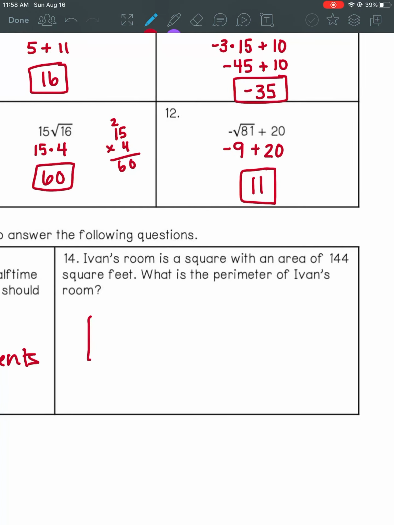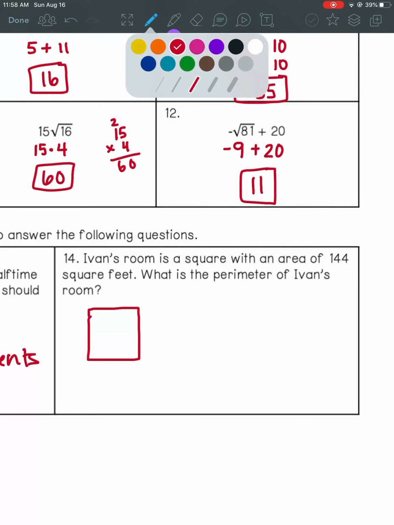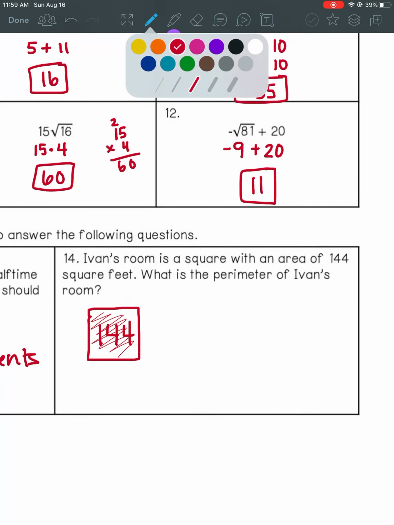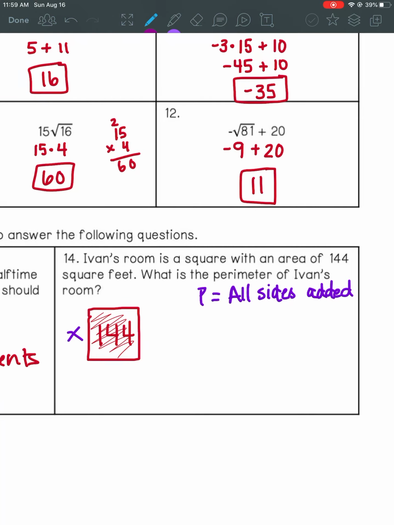Ivan's room is a square, so we're dealing with a square again. All sides are the same. Okay, with an area, we know that the area of all of this space in there is 144 square feet. So what is the perimeter? Remember, perimeter equals all sides added. So we first have to figure out what this side measurement is, and then we have to take that side measurement and add them and do x plus x plus x plus x. Okay, so we're trying to figure out that x.